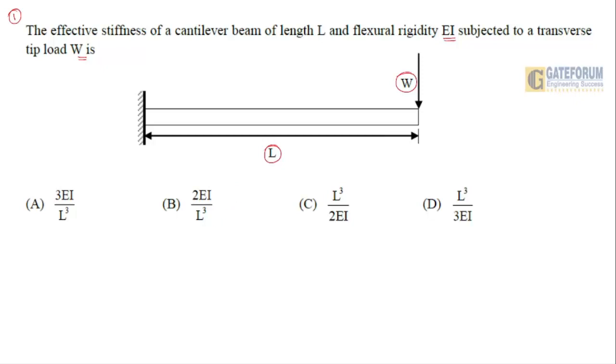Generally, what happens is the deflection delta for a cantilever beam with a point load at the end will be WL cube by 3 EI, and K will be stiffness, load by deflection, that is 3 EI by L cube. This will be your answer. So option A will be the appropriate right answer for the given question here. Moving on to the next question.